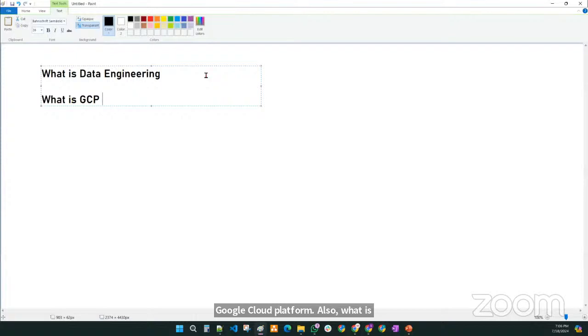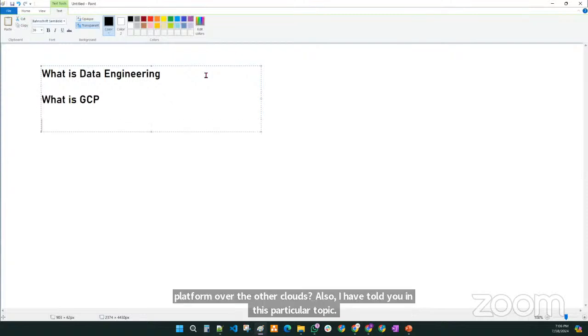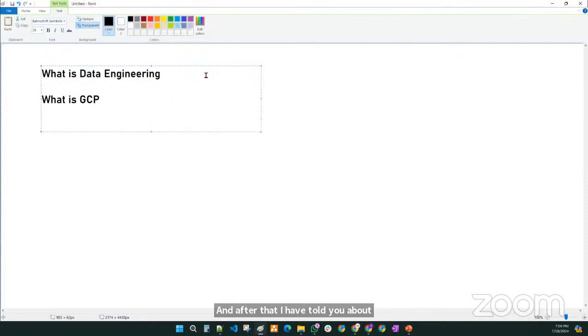While I was covering the Google Cloud Platform, I also told you why we need to learn it and what the advantages of learning the Google Cloud Platform are over the other clouds. After that, I told you why we need the cloud platforms. So we started the cloud overview module, in which I told you why we need the cloud, why we need the cloud platform.